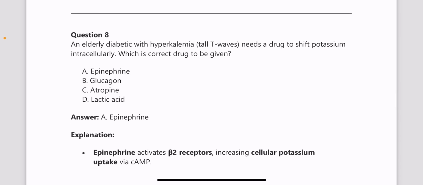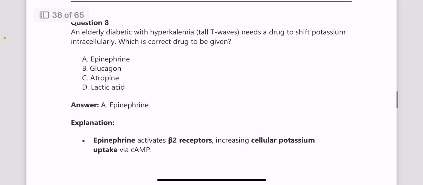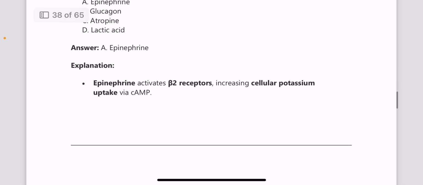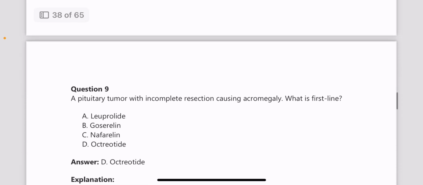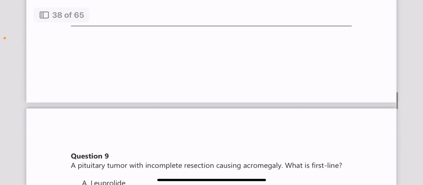So please learn to identify hyperkalemia and hypokalemia in the ECG, it is very, very important. Always, it's a very basic question also. Please learn about it. And a hyperkalemia patient, who is an elderly diabetic, needs a drug to shift potassium intracellularly. Which is the correct drug to be given? So answer is epinephrine. It activates the beta-2 receptors, increasing the cellular potassium uptake via cyclic AMP.